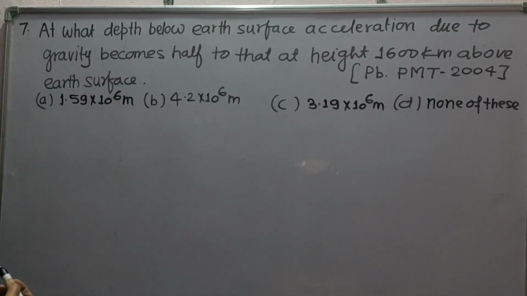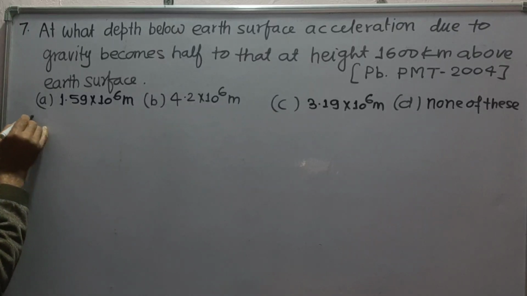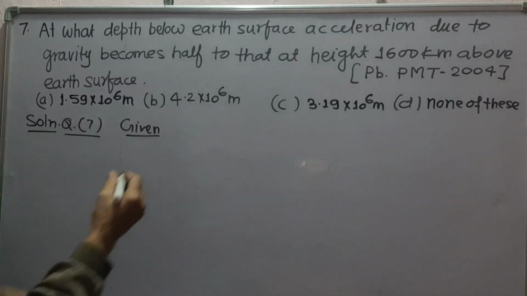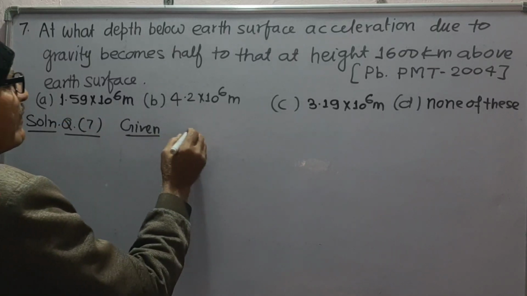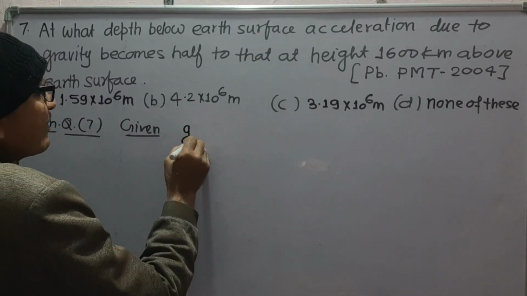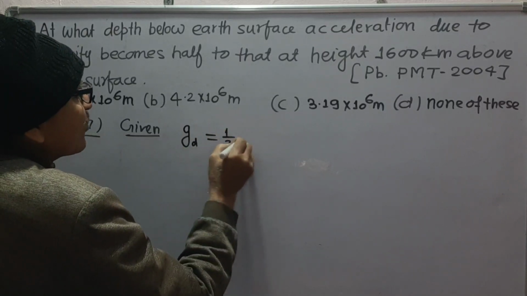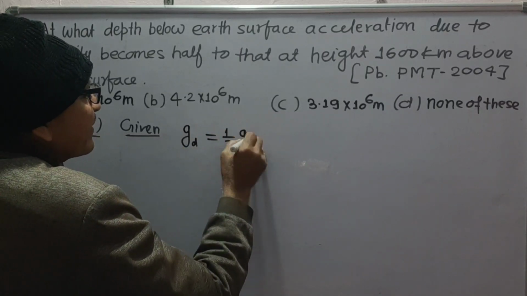Next question number 7. The question is, at what depth below Earth's surface acceleration due to gravity becomes half to that at a height 1600 km above Earth's surface? These are the options. Solution to question 7. According to question, we have g with depth d is equal to 1 by 2 g with height h.